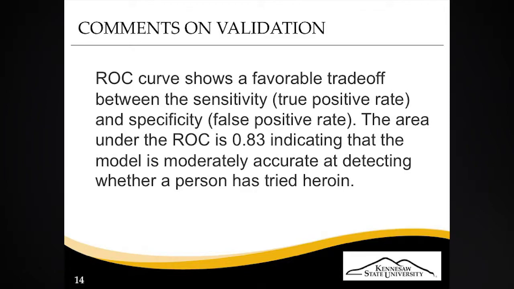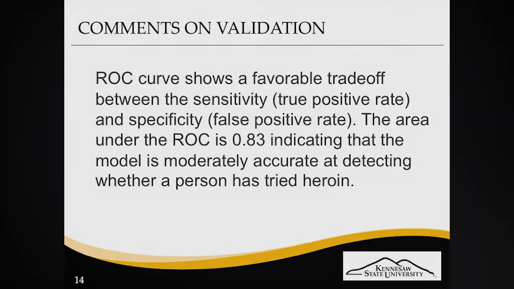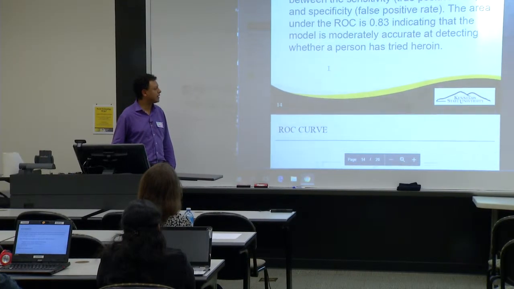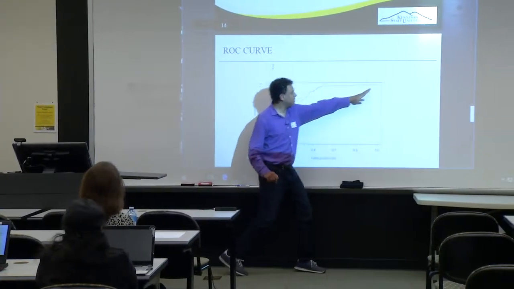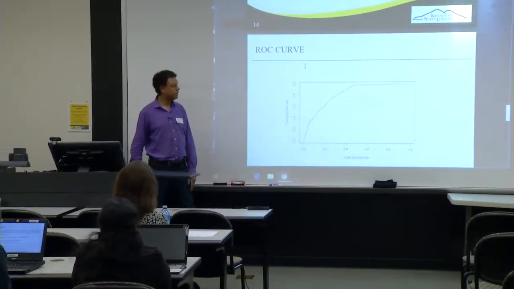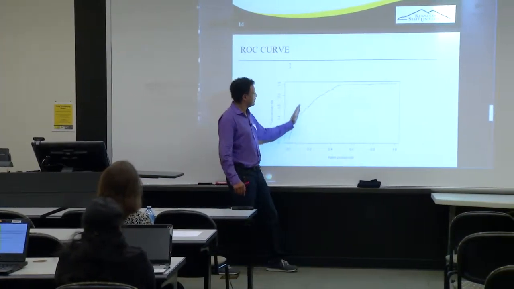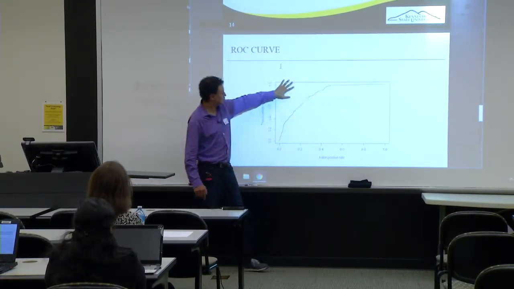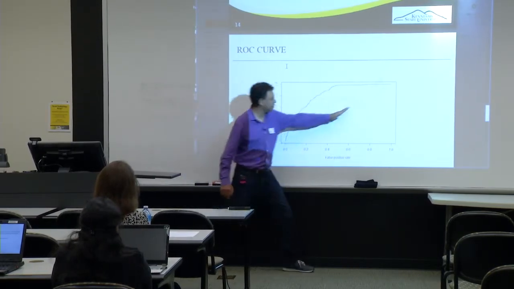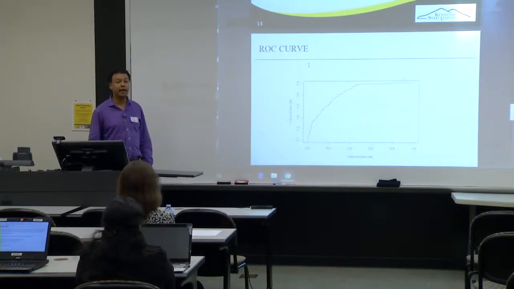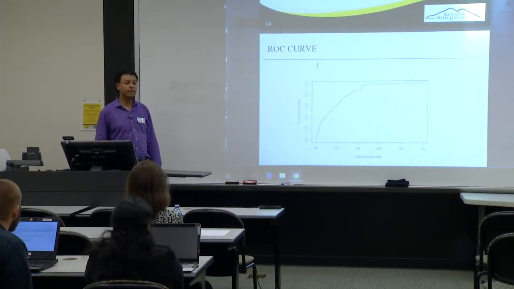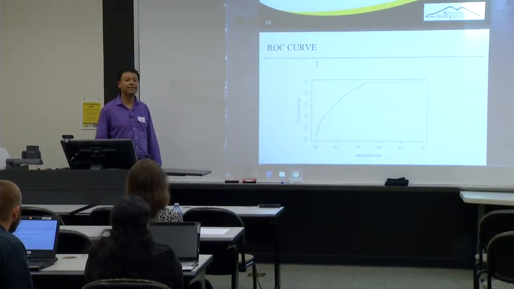And then the ROC curve shows the trade-off between the true positive rate and the false positive rate. You want an ROC curve to be close to 1. If the ROC curve looks like this, it means there's a 50-50 chance of getting it right. But because the area under the ROC curve is closer to 1 than it is to 50%, you can tell that it's good at accurately predicting if people have used heroin.